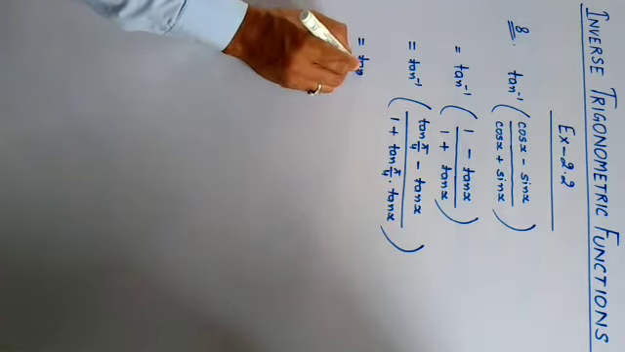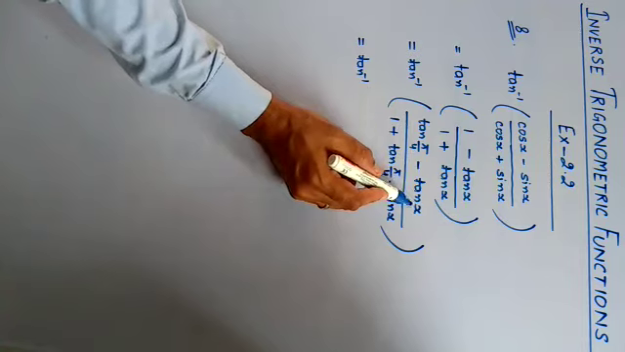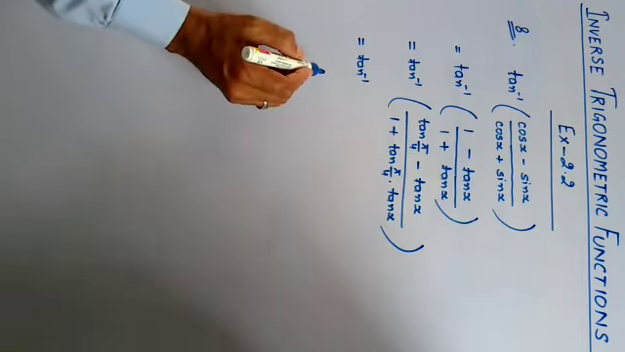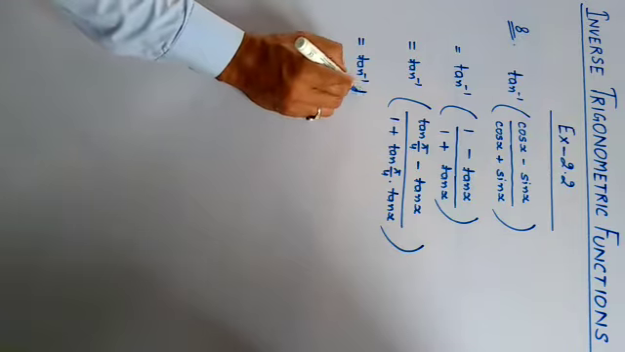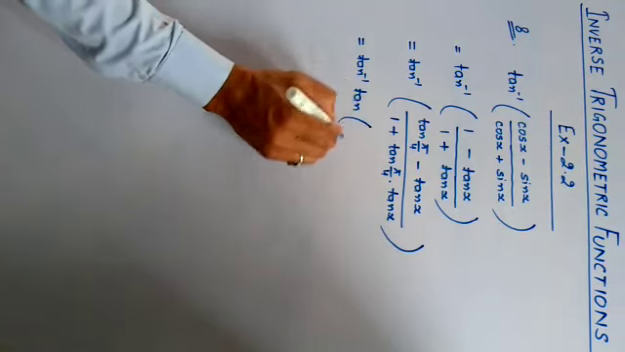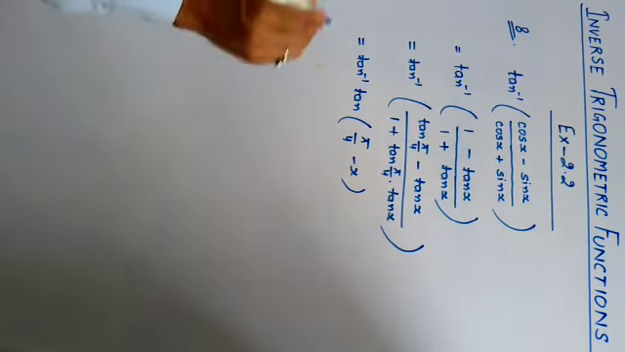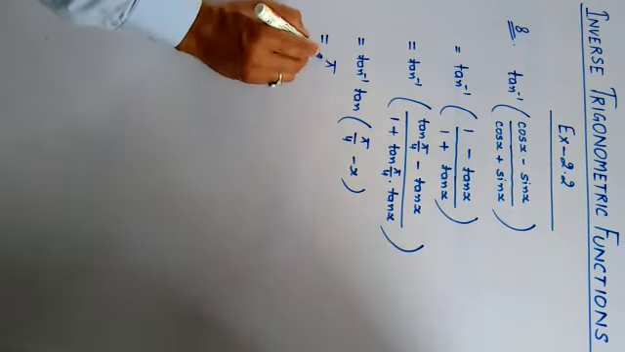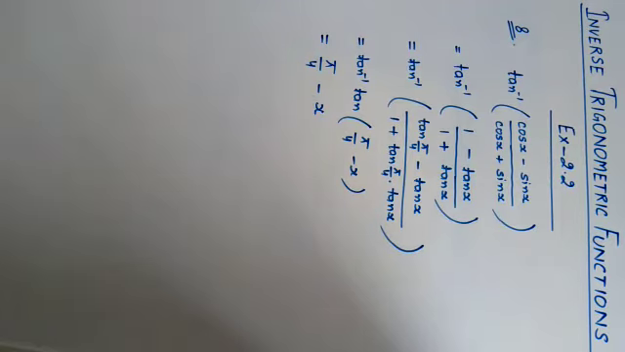Now inside the tan inverse, this is the formula of tan A minus tan B upon 1 plus tan A into tan B, which equals tan of A minus B. So tan of pi by 4 minus x. Tan inverse tan eliminate. So pi by 4 minus x is the simplest form of the given question.